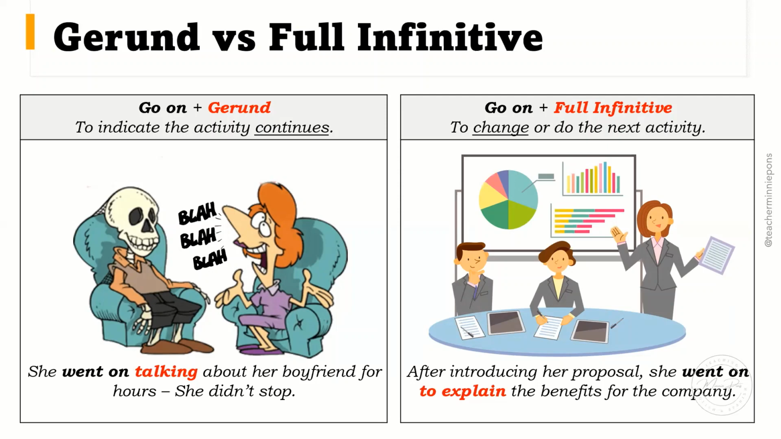When you use go on plus full infinitive, that means to change or do the next activity. For example, after introducing her proposal, she went on to explain the benefits for the company. So that means that she began introducing her proposal and then she changed the activity, explaining the benefits for the company.